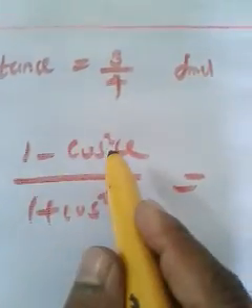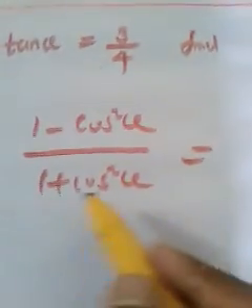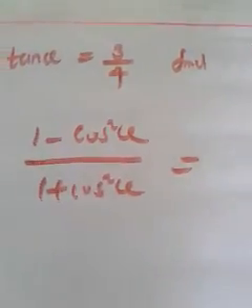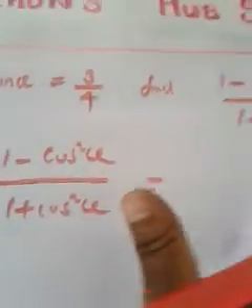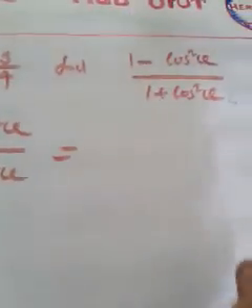No. 1 minus cos square theta is sin square theta. 1 plus cos square theta, there is no identity for that. In short, I think we cannot simplify it more. So let me draw the triangle and do it.